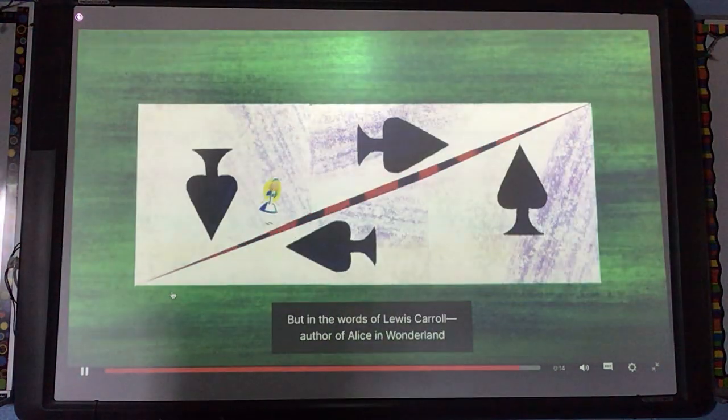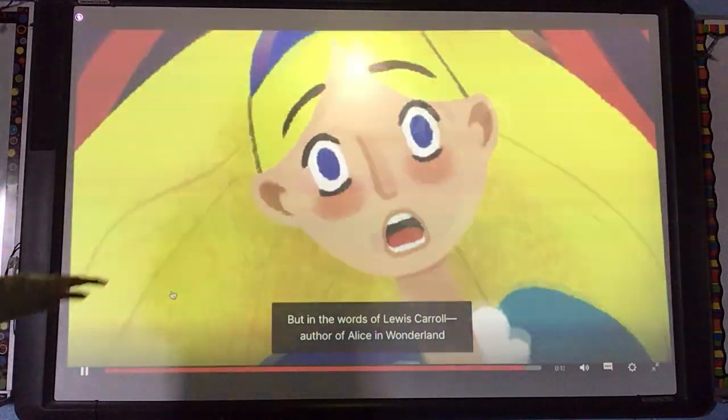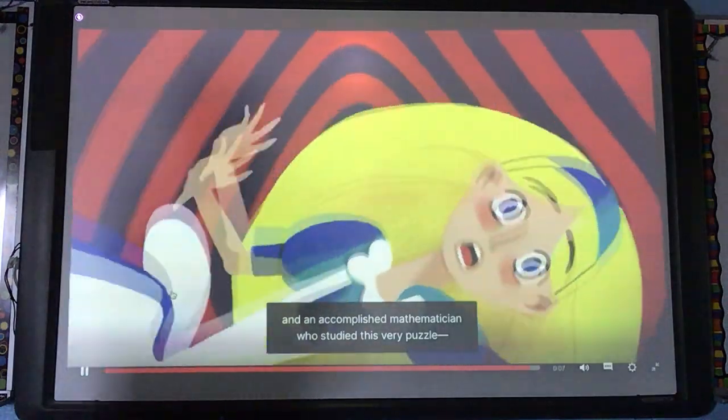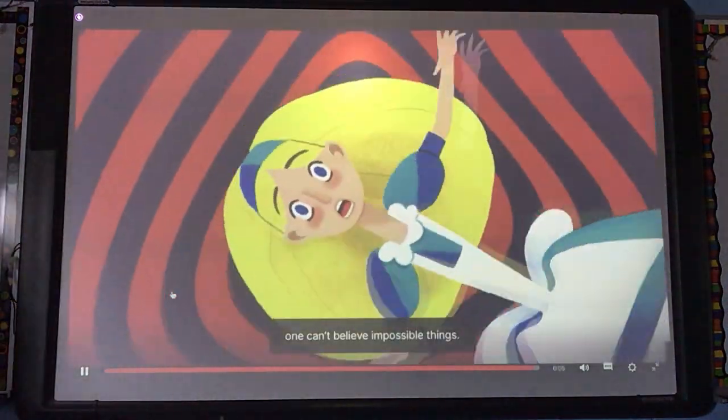But in the words of Lewis Carroll, author of Alice in Wonderland, one can't believe impossible things. But look at that very slim gap between... mathematician who studied this very puzzle.